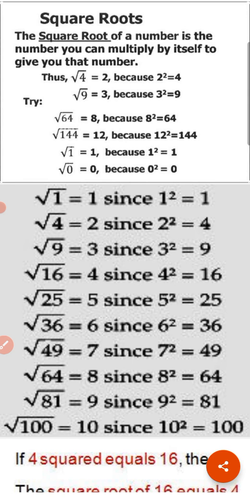Square roots. As you already learned about square numbers, any number multiplied by itself gives us a square number. The square root of a number is the number we can multiply by itself to give us that number. Okay, let me explain this, children.